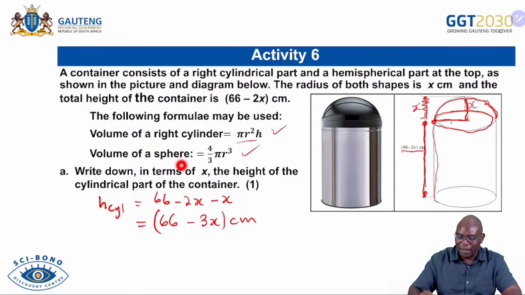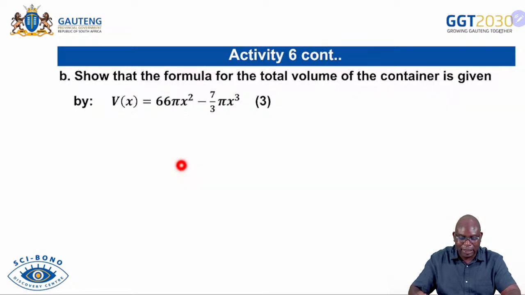Okay. Right. The next question is, show that the formula for the total volume of the container is given by that. You see another part where the answer is given. Most of the time in these question papers, we find that the answers have been given to you. So you just work towards the answer. I see I've got a 66, so I already know in my sum there I've got a 66.